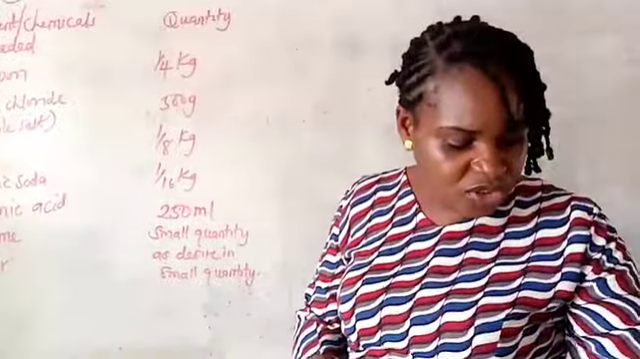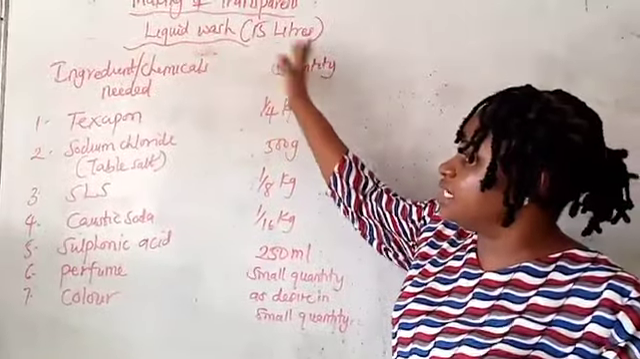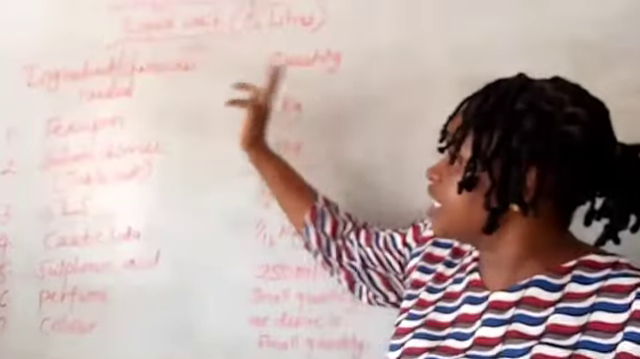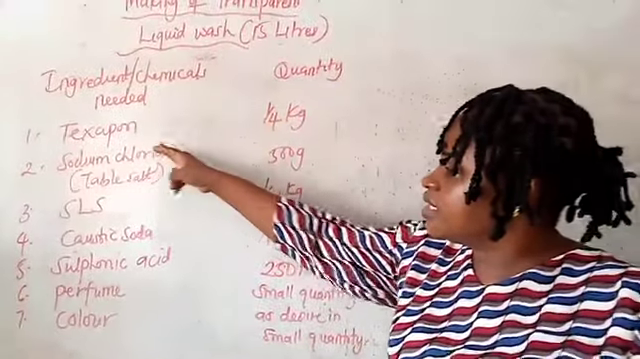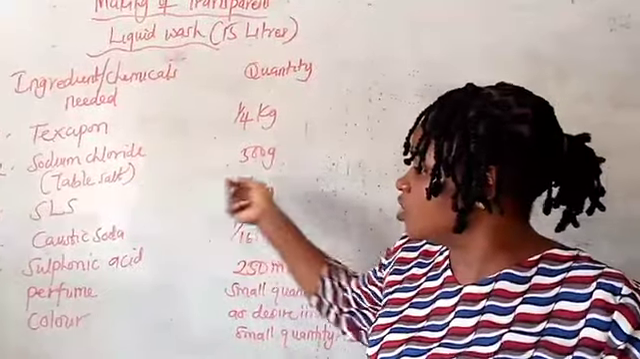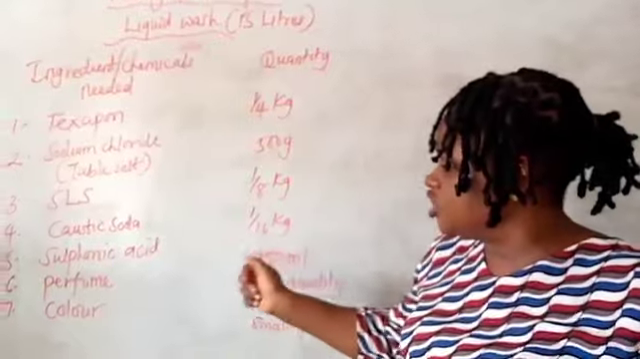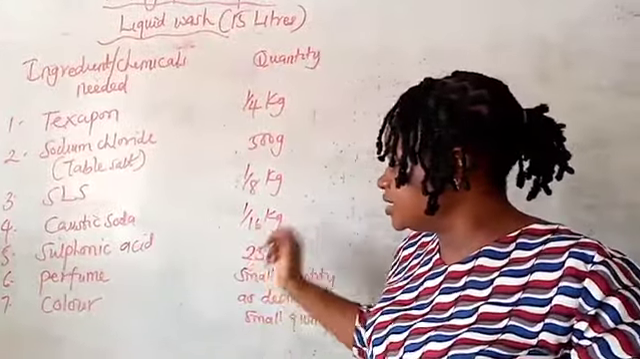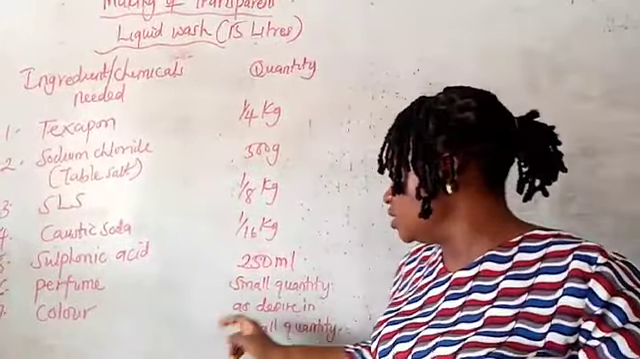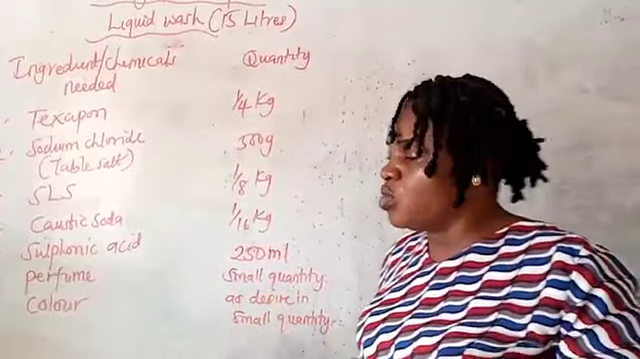Just the way I have shown you the chemicals, this is the quantity for making approximately 15 liters of the transparent liquid wash. You can see the ingredients and the quantity that we need. Texapon, quarter kg. Sodium chloride, which is the normal table salt, 500 grams. Then we have our SLS, 1/8 kg. Then caustic soda, 1/16 kg. Then sulfonic acid, 250 ml. Then perfume, small quantity. Then color as desired in small quantity.